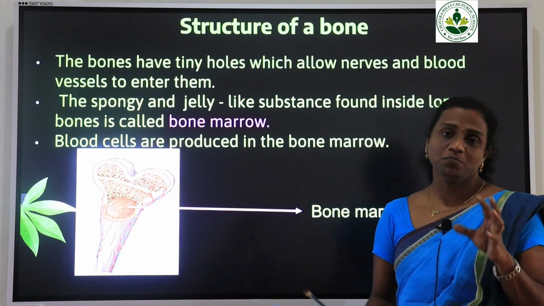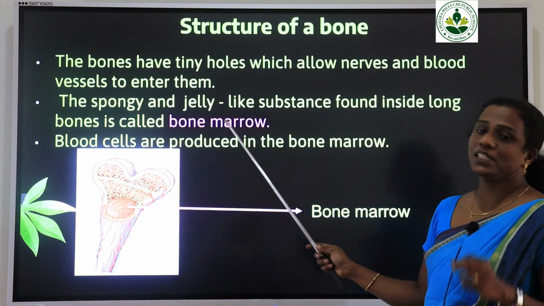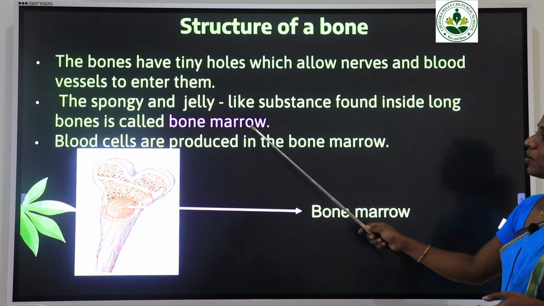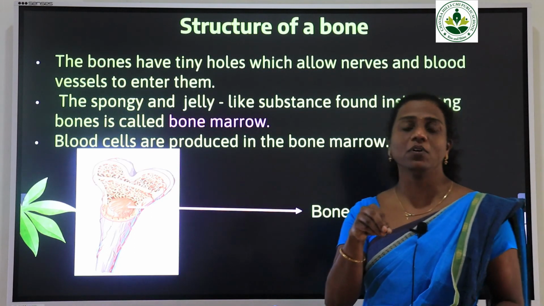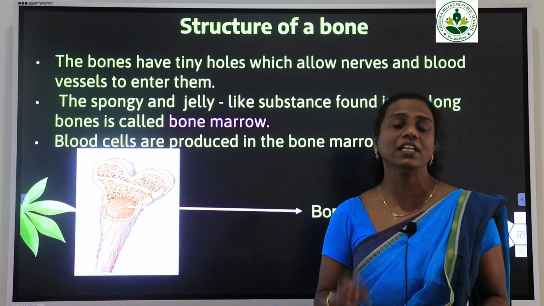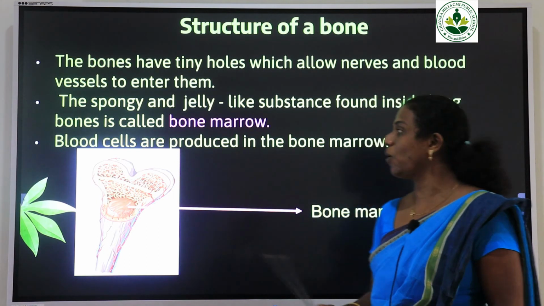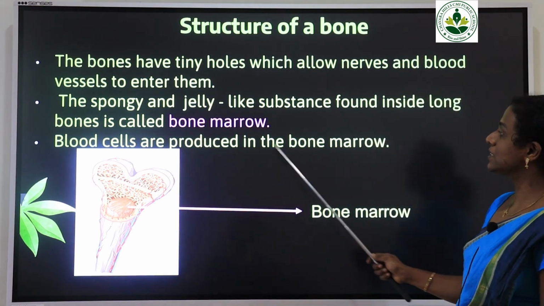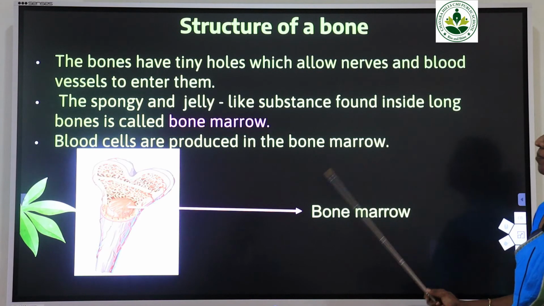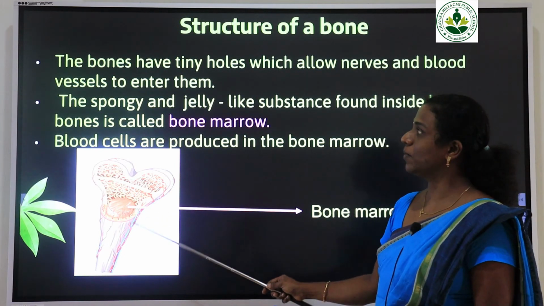Inside the bone we can see a spongy, jelly-like substance, and it is known as bone marrow. Blood cells are produced in the bone marrow. So you can see the structure here, bone marrow.